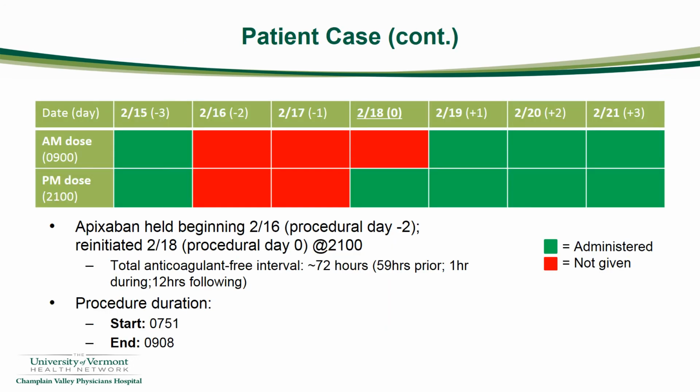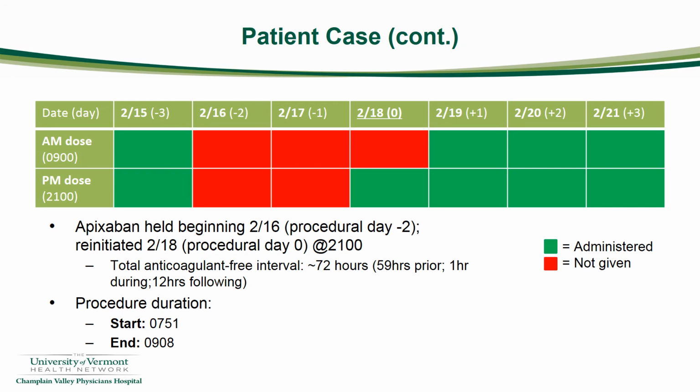So here now we can see how our patient LG was actually managed in the perioperative setting. We see his apixaban was held beginning the 16th, which was 2 days prior to his procedure on the 18th. It was reinitiated at 2100 on the day of his procedure. So that means his total anticoagulant-free interval was about 72 hours on the dot, which encompassed about 60 hours before his procedure, give or take 1 hour during his procedure, and then 12 hours following the end of his procedure.